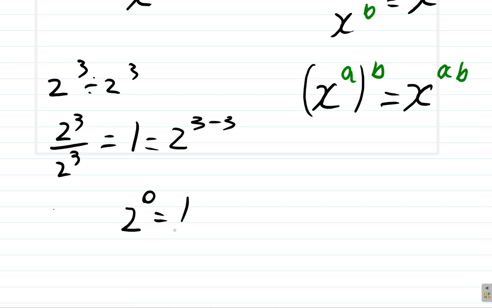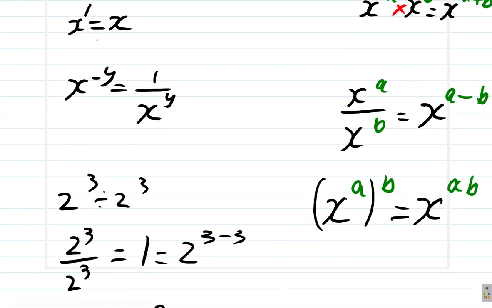I promise you that if you have any number raised to a power divided by that same number raised to the same power, you're going to get that number to the 0 equals 1. Always. So therefore, what you can say is that x to the 0 equals 1. Number raised to the 0, the answer is equal to 1. Any number you raise to the power of 0, you always get 1. Alright?